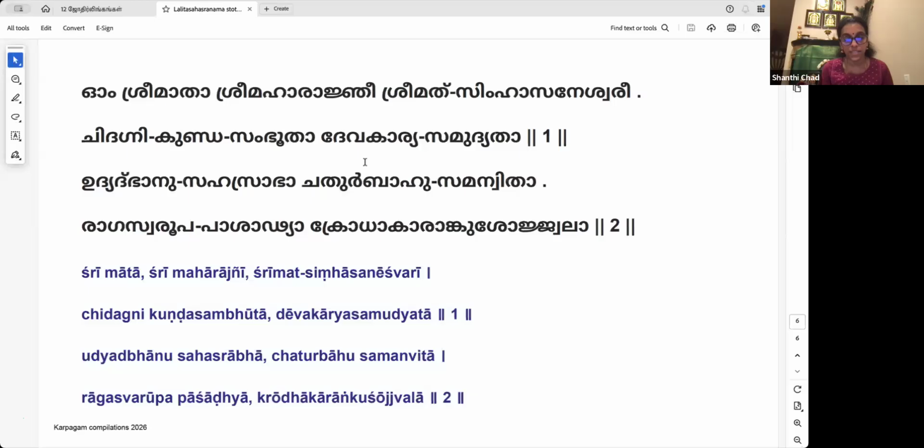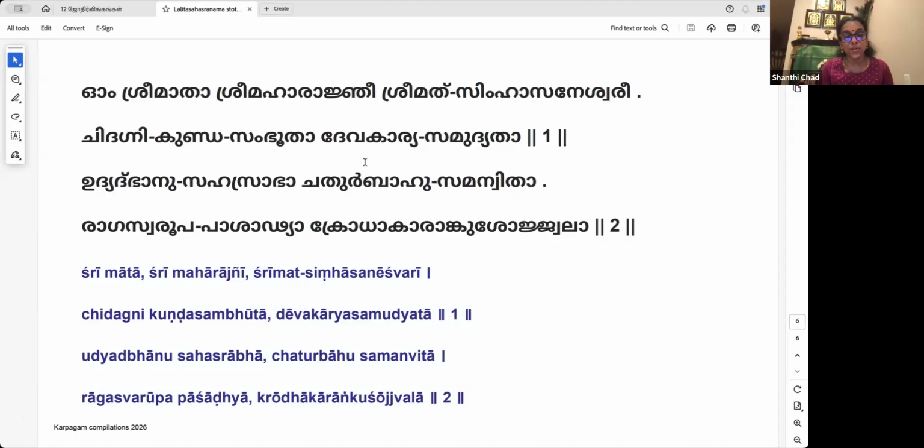So Shri Mata. Shri Maharajni. She is an empress, not even a queen, but a Maharajni. She is above everything else. And Shrimat Simhasaneshwari. She is sitting on the throne, the Simhasanam. She is seated on a Simhasanam.